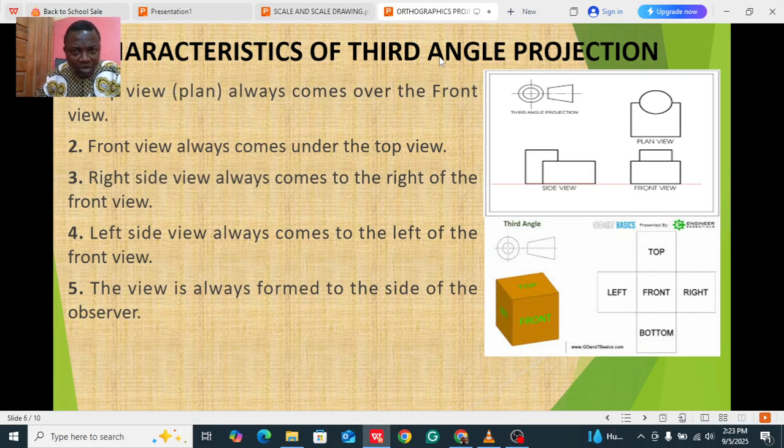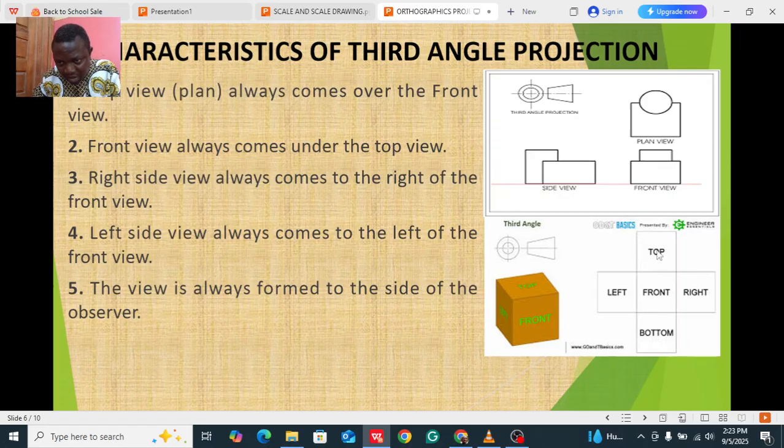Let's look at the characteristics of third angle projection. We explain the characteristics using the arrangement. In third angle projection, the top view or the top plan comes over the front view. The front view always comes under the top view. Now look at it from the arrangement here. The plan or top view is on top, while directly under it is the front view. And then beside the front view is the side view.